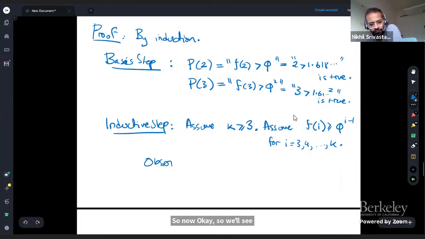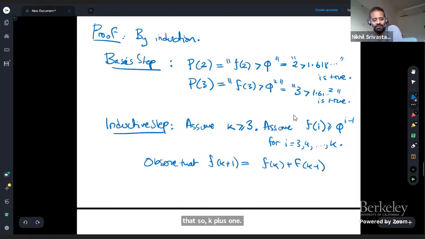So now, okay, observe that f of k plus 1 is equal to f of k plus f of k minus 1. Why is that? That's the recursive definition.